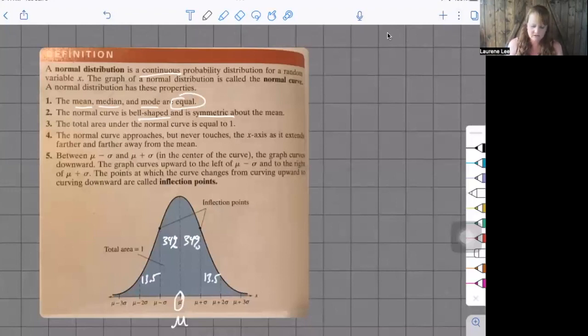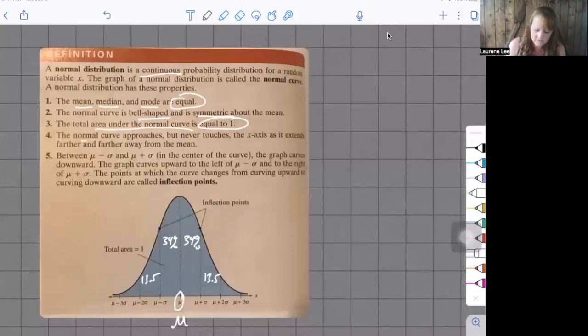The total area under the curve is equal to 1. If you add up all of the area under the curve, that's 1, because that's 100% of the time. Remember, we're talking about probabilities. The area under this curve is the probability that something occurs. So if you add up all of your probabilities, you should get 100%. This curve is representing all the options.